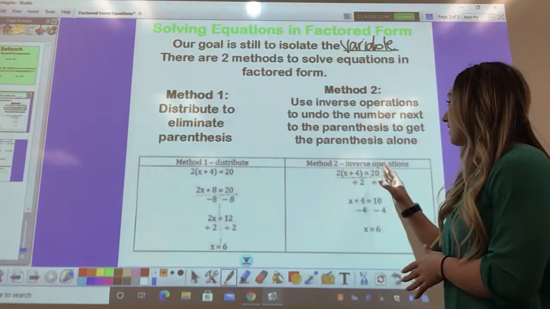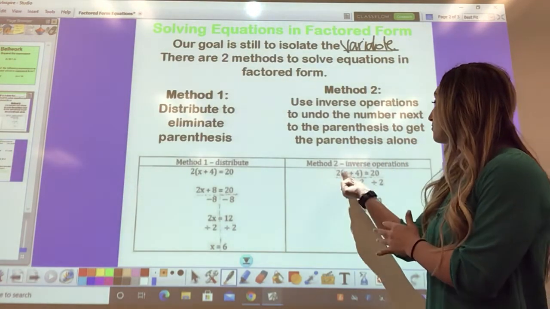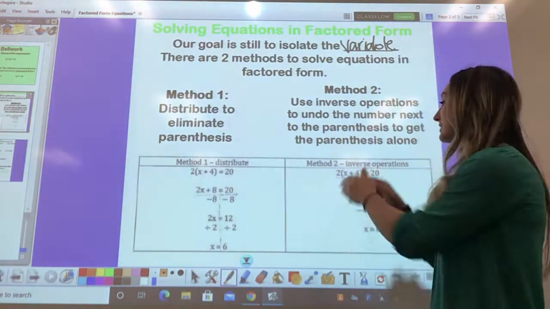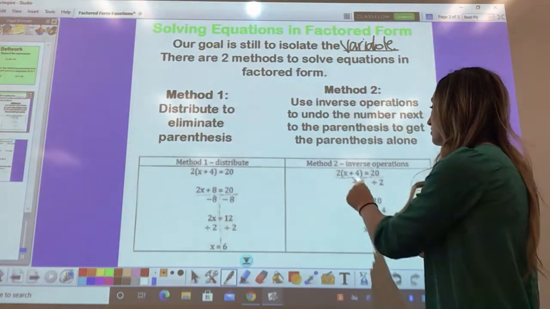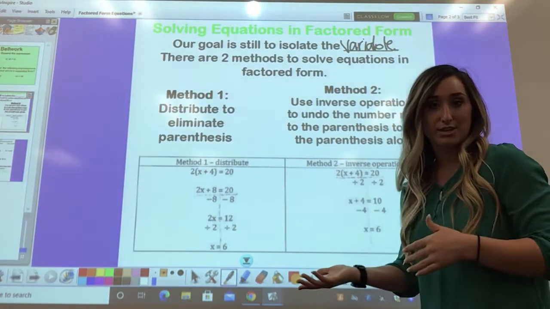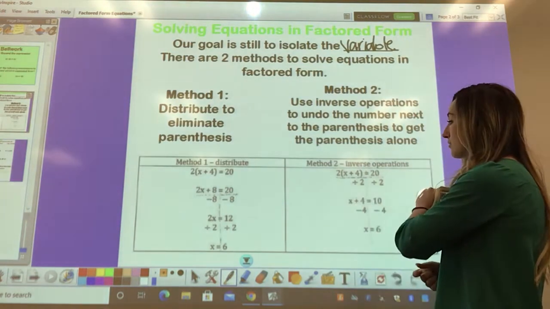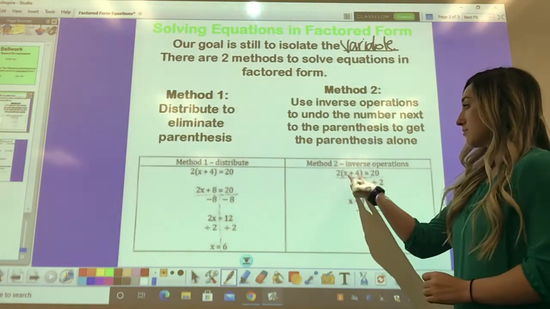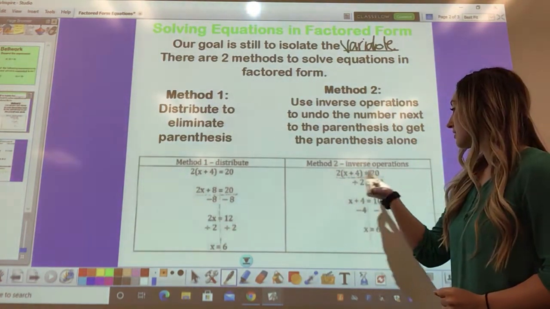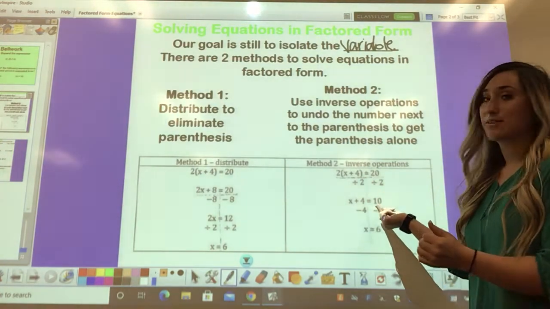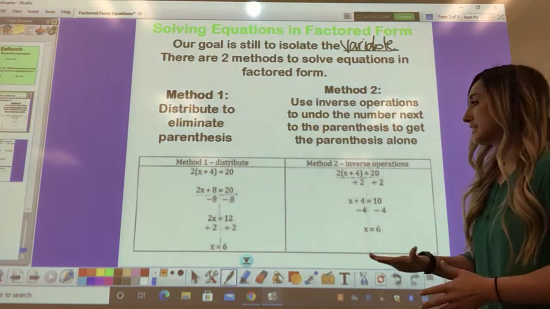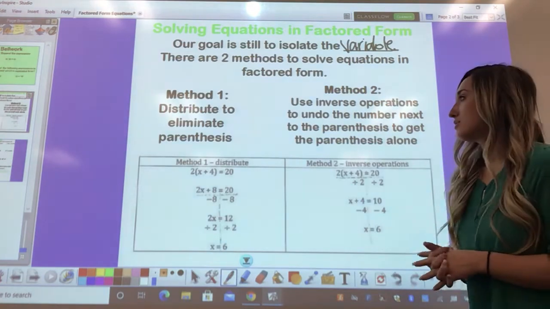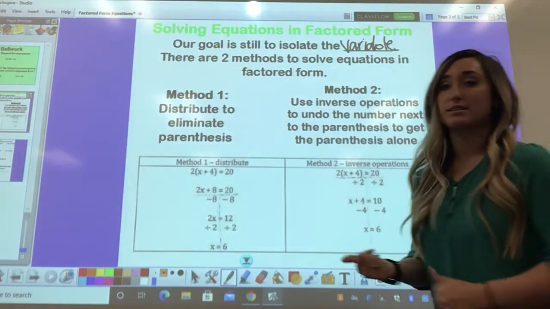Method 2 is using inverse operations to undo the number that's outside the parentheses. This 2 outside the parentheses really means 2 times that entire amount. So to undo times 2, we would divide by 2, and that would get rid of it. If we divide both sides by 2, then we're just left with what's on the inside: x plus 4 equals 10 now that we divided both sides by 2. And then we take it from there. So those are the two methods. Look those over a little bit more closely if you need to.